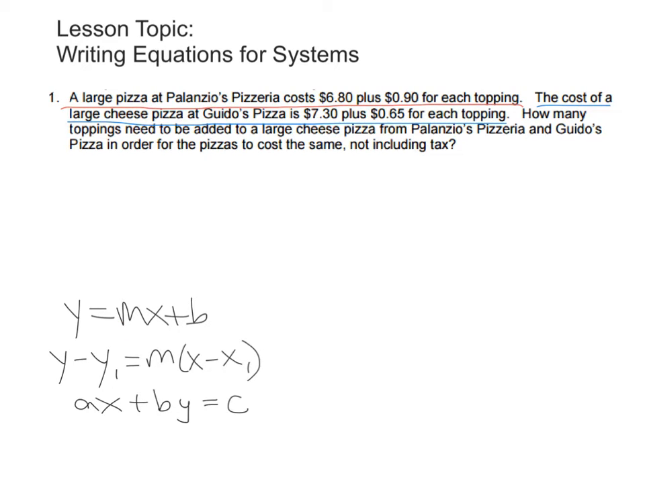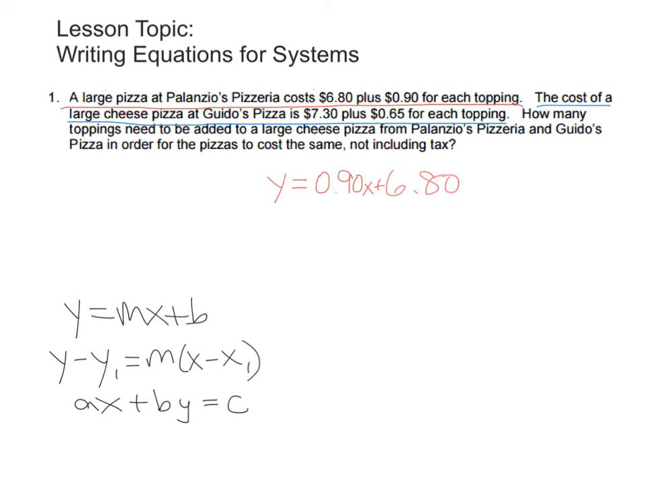So our first equation is going to be that the total cost of the pizza is going to be, well, let's think about it. Our b value is our starting amount. That's the $6.80. So I'm going to put this over here. And then what value is being added over and over and over, which would be our slope? Well, that would be the 90 cents. So we're going to say 90 cents times the number of toppings you put on plus the $6.80 that we had to start with to order the pizza.